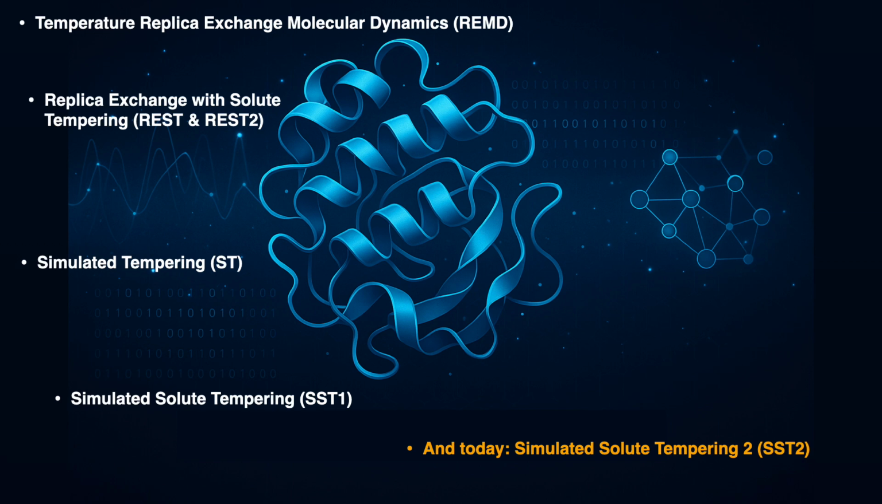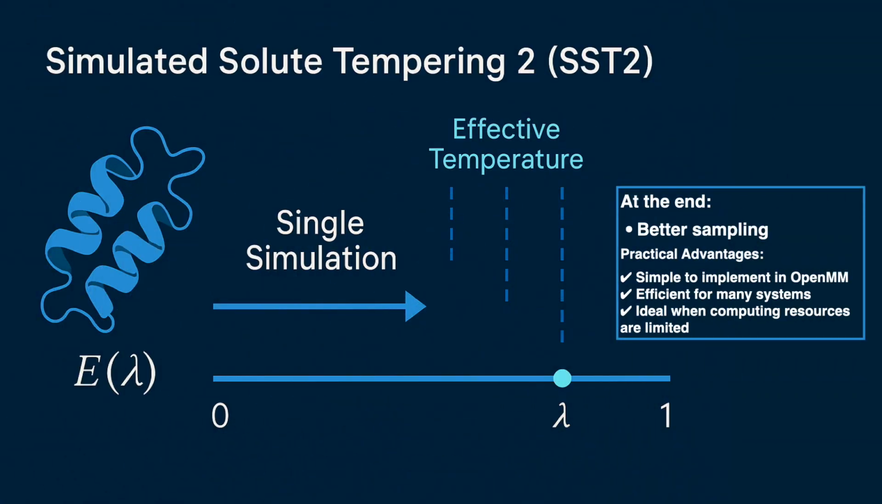Addressing these limitations, the present study introduces simulated solute tempering-2, or SST2, a scalable, efficient approach designed to maximize conformational sampling without the computational cost of massive replica schemes or the convergence difficulties of previous protocols. The simulated solute tempering-2 method is built as a combination of simulated tempering and a modified version of replica exchange with solute tempering-2. Here's the idea.